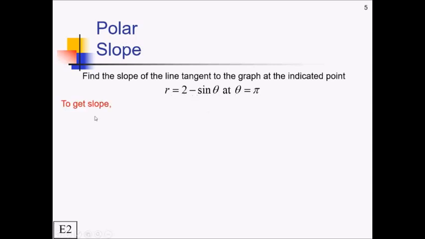So if we want to get slope, we're going to have to express this with an x and a y. We're going to have to express it parametrically. And then we're going to have to use that whole y prime over x prime parametric slope setup to get dy over dx. So we have to start by expressing this with an x and a y. How can we do that?